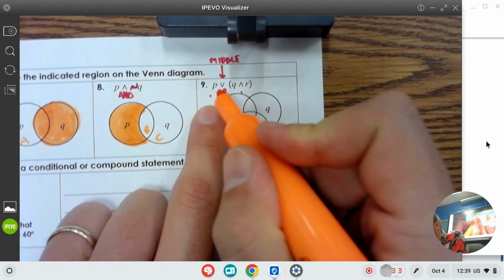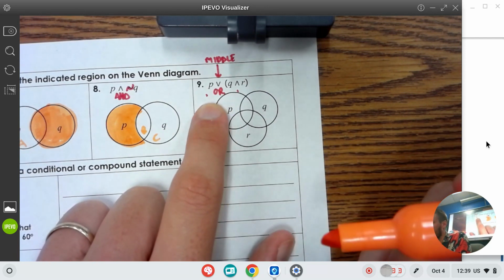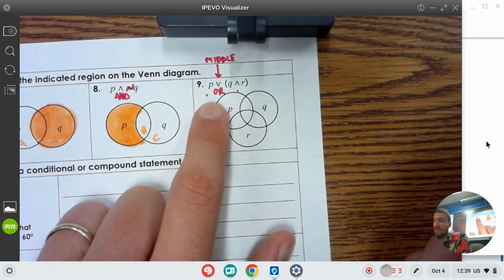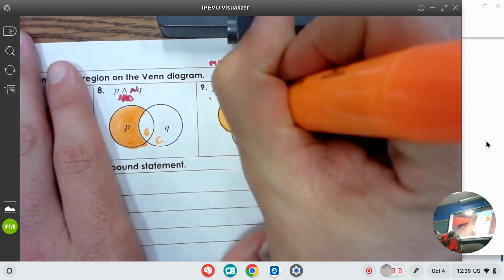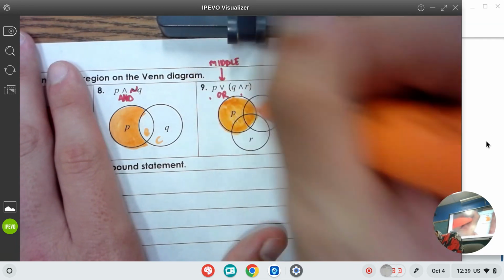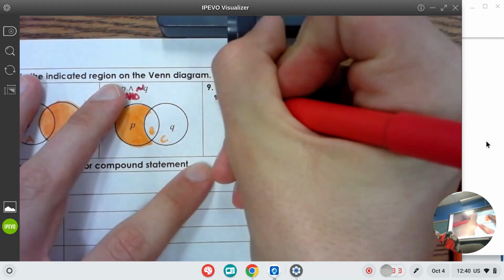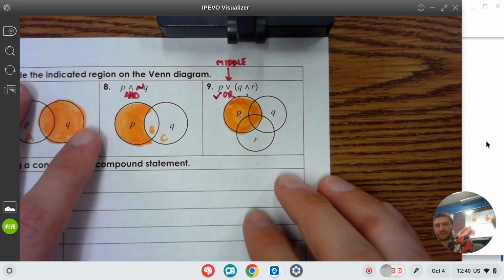So if I look at the left side, it just says P. What are we gonna color for the left side? All of P. It just says straight up P. So we're gonna color all of this. So that is the left side figured out, okay? We've done the left side, and because it's or, we don't have to wait to do both of them at the same time. We can just think of one of them at a time.